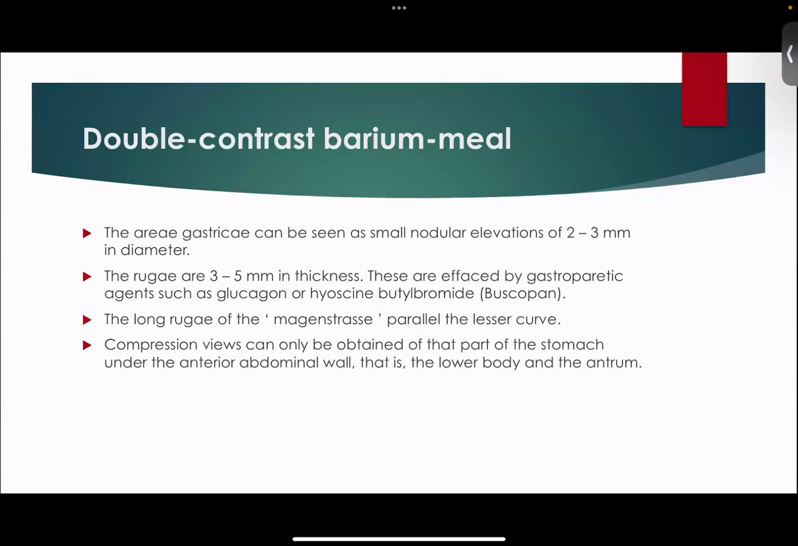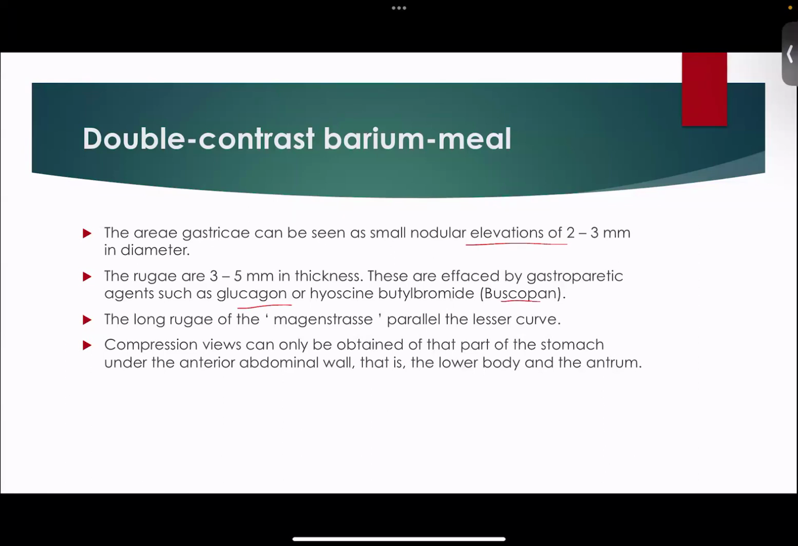The double contrast barium meal is used mainly to see the details of mucosa of stomach. As we said, we will see the area gastricae as small nodular elevation, 2 to 3 mm, mainly in the antrum, and we see the rugae, 3 to 5 mm thickness, longitudinal folds. Of course, gastroparetic agents such as glucagon or buscopan will efface these patterns.